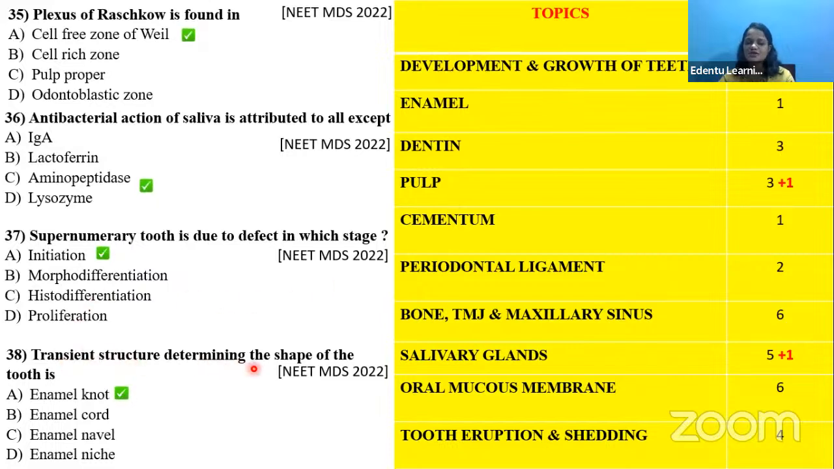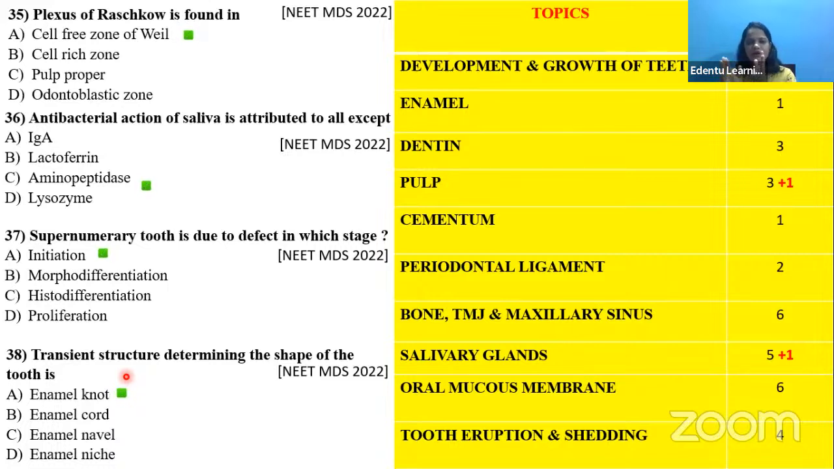The transient structure determining the shape of the tooth is nothing but the enamel knot. Enamel knot is very important. Lots of research has been happening now regarding the importance of this enamel knot. These transient structures are usually seen in the cap stage of tooth development. In this cap stage you will be able to see some structures that will be seen only for a particular time.